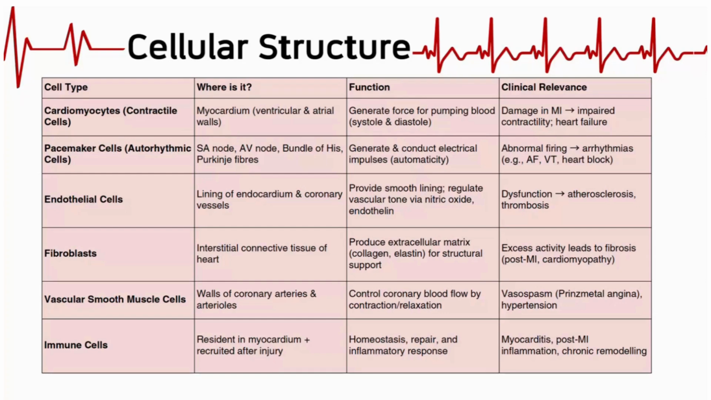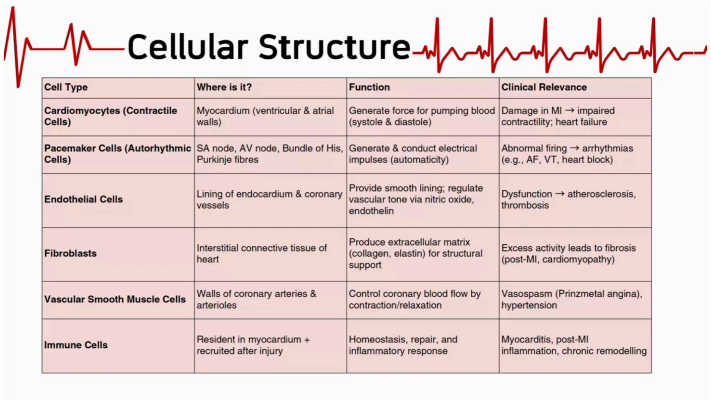Now, finally, immune cells. There are immune cells within the myocardium, and they wake up after injury. Okay, so what their function is all to do with the regulation of the heart muscle. So if it gets infected, these immune cells are recruited, and clinically speaking, these are mainly seen in things like myocarditis, post-MI inflammation, and chronic remodeling.